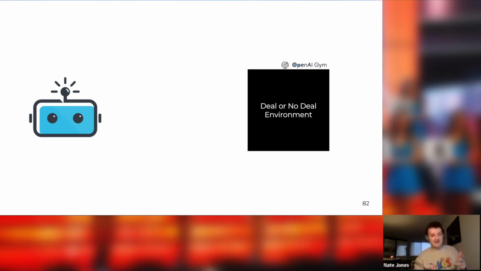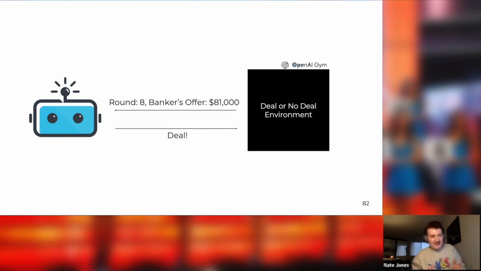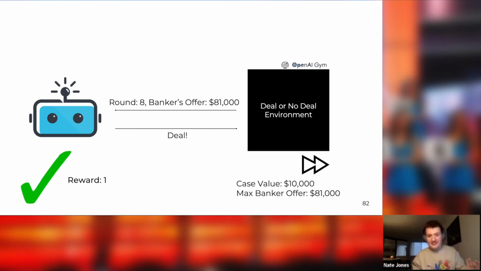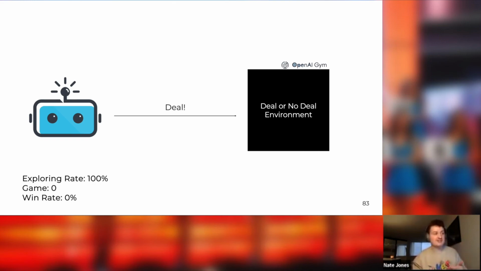Okay, now the model knows a little bit more, but it's still really nervous. Now it's round 8, the banker makes an offer of $81K. The model says deal, it's kind of waiting to get punished, but we fast forward the game and we realize that its case had less than $81,000. That was the highest banker's offer that was going to happen all game. It correctly said deal at the right time, and we reward it. It did something really good. And so that's what happens over and over again. Our model just kind of explores how Deal or No Deal works, and eventually it starts making its own decisions, and eventually it starts to win a whole lot.